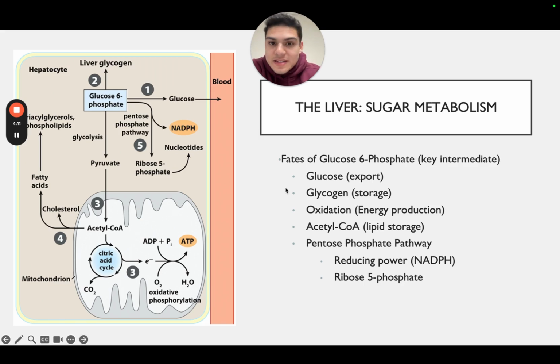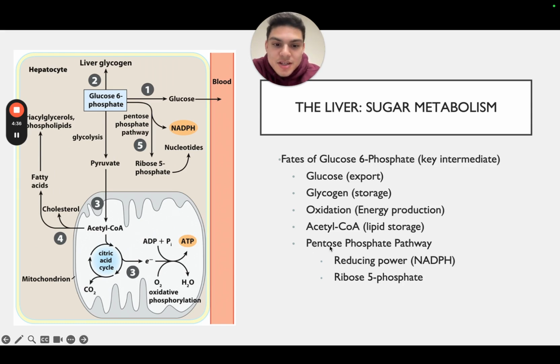There are a couple fates that can end up resulting. We know liver glycogen through glycogenesis is one way. We know glucose just exporting to the blood is another way, gluconeogenesis. It's the final bypass step that we need to undergo. We know oxidation as well, like just basic glycolysis will also work. Then we know acetyl-CoA as a lipid storage. It'll get broken down, and then acetyl-CoA will then be converted into a fatty acid through the fatty acid synthase pathway.